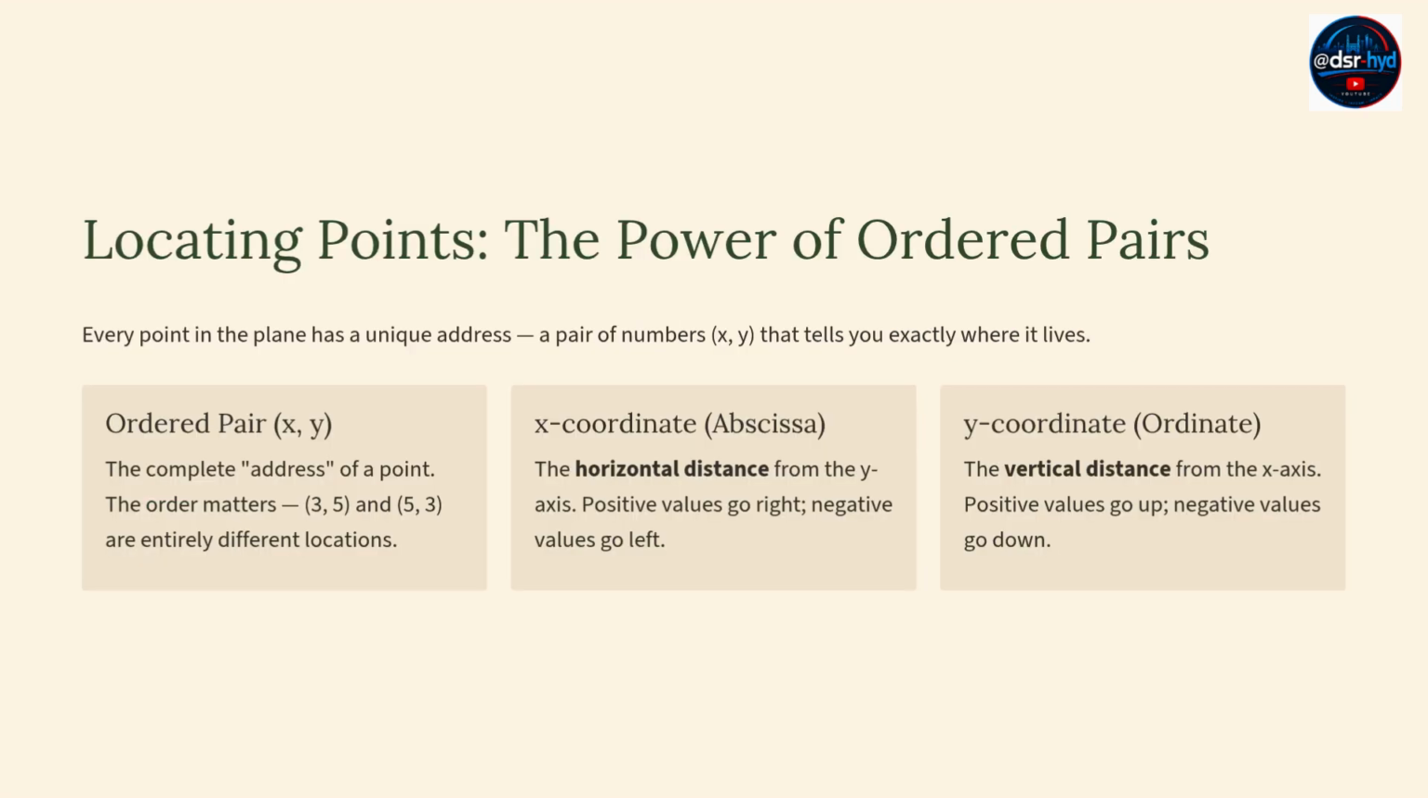Ordered pairs. Every point on the coordinate plane has an address called an ordered pair, written as (x, y). The first number is the x-coordinate, also called the abscissa. It tells us how far to move horizontally. The second number is the y-coordinate, also called the ordinate. It tells us how far to move vertically. Remember, the order is very important. The point (3, 5) is completely different from (5, 3).